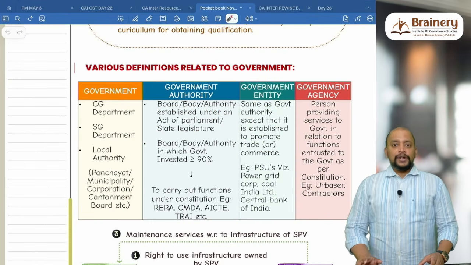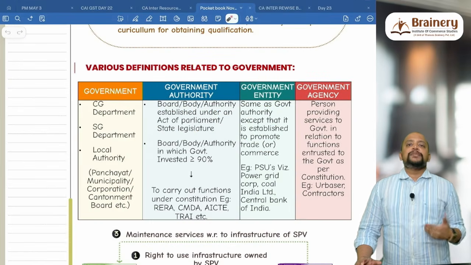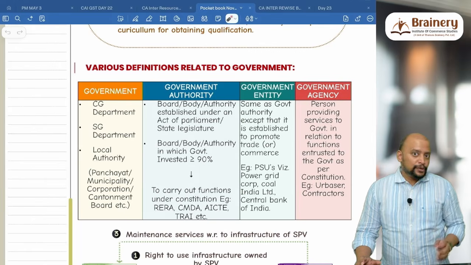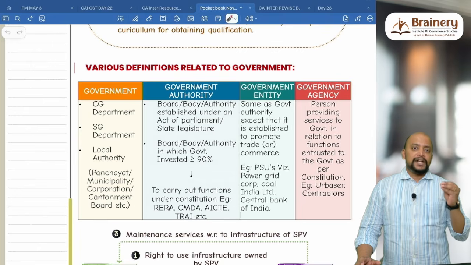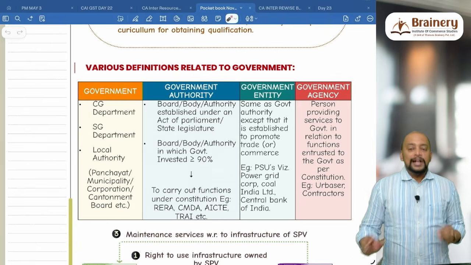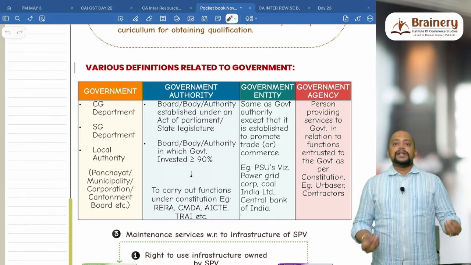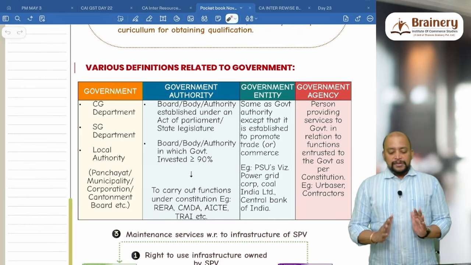Now we are moving on to government services. In government services, we have two parts: services provided by government and services provided to government. The first and foremost aspect we need to know here is the meaning of government, government authority, government entity and government agency. Government means central government, state government or local authority including the union territory. So that is the meaning of government.